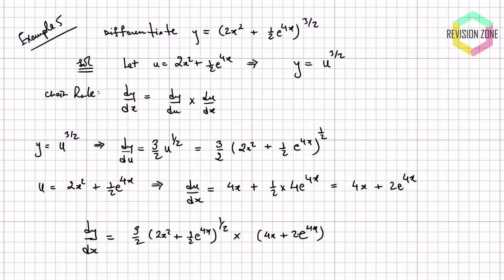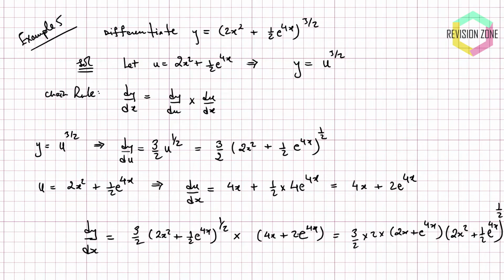So we see that there is a 2 here, because 2 times 2 is 4, and there's a 2 there, and there's a 2 in the denominator. So maybe we can take a 2 out overall to say it's going to be 3 over 2 times 2 times 2x plus e to the 4x, and then it's going to be 2x squared plus a half e to the 4x, and the whole thing is to the power of a half, obviously.